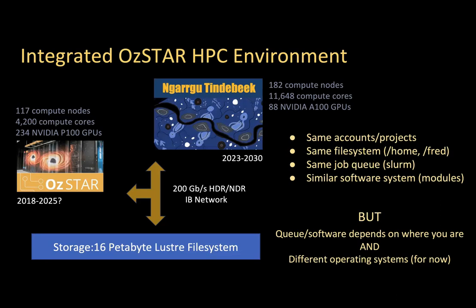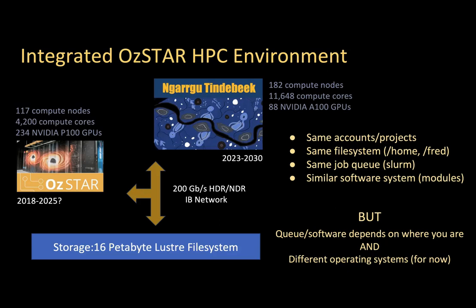So OzSTAR, just as a reminder, has 117 compute nodes. The compute cores are Intel Skylake. There's about 4,200 of those in total, 36 per node. Each standard compute node has 192 gigabytes of RAM, and as well as the 36 compute cores contains two NVIDIA GPUs, P100 GPUs in all but two of the nodes, which have V100 GPUs. And 8 of those 117 nodes have a greater amount of memory, 384 or 768 gig of RAM in those 8 nodes for more data-intensive applications.